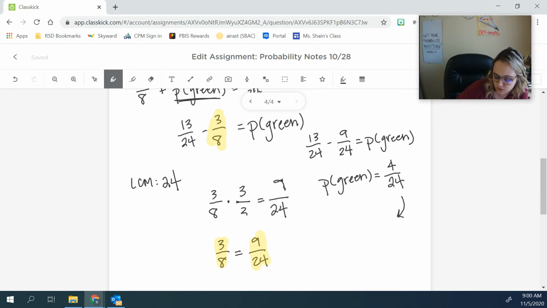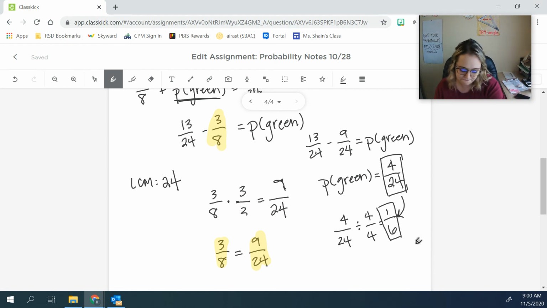And for even more bonus, you could try and simplify that. I will not count you down if you don't, though. Both of these are divisible by 4. So I'll divide it by 4 over 4 because that's my magic 1. And I get 1 over 6. Okay, both of these answers are fine, though.